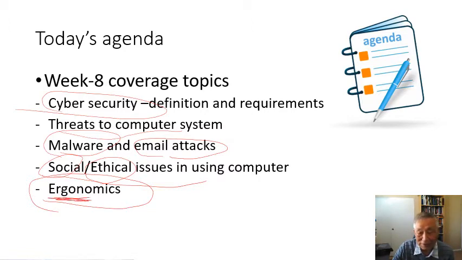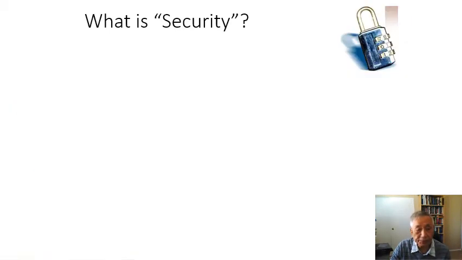Ergonomics is more about our body structure, our physiology, and our computer environment. For example, you can strain your eyes, your hands, arms, and your body, your spine. Those areas are well researched, and I'll just have a little bit of discussion on this subject. Okay, so let's go.